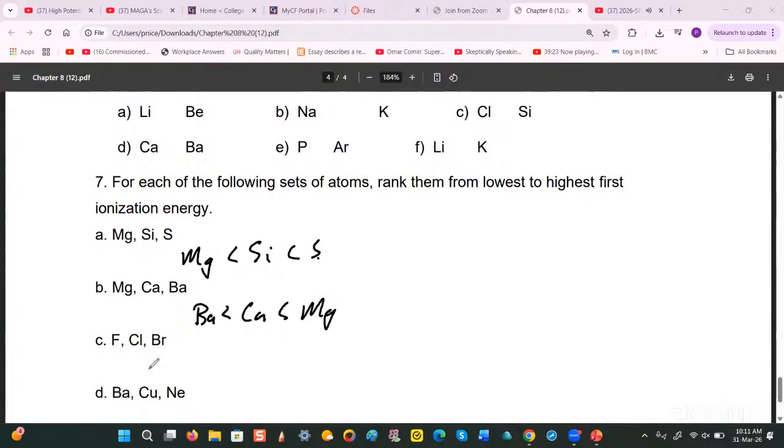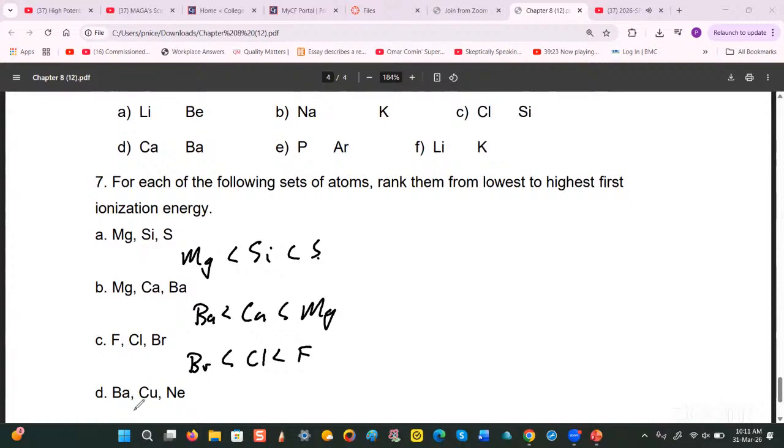Of these three, which would have the highest, I should say, I'm sorry, the lowest first ionization energy? Bromine. Bromine, then chlorine, then fluorine. Very good. Okay, the next one, D, barium, copper, and neon.